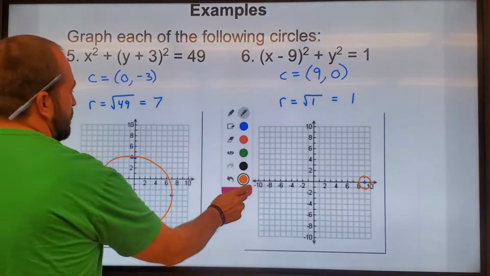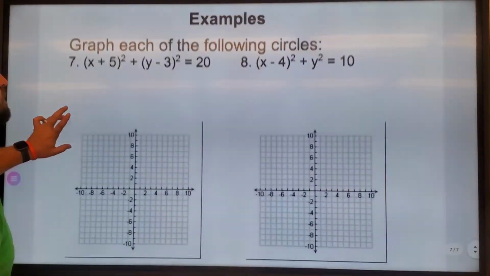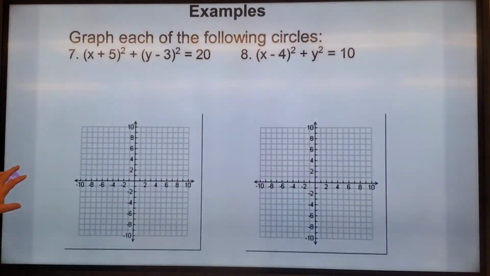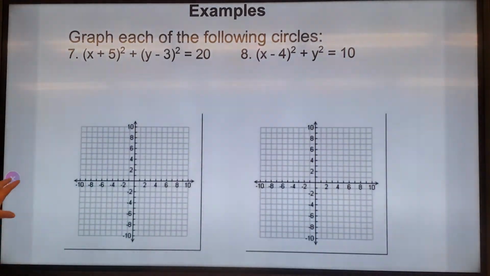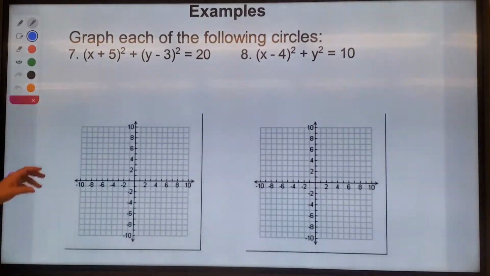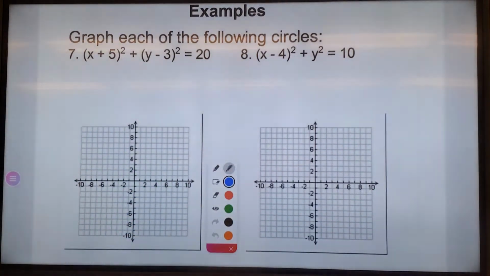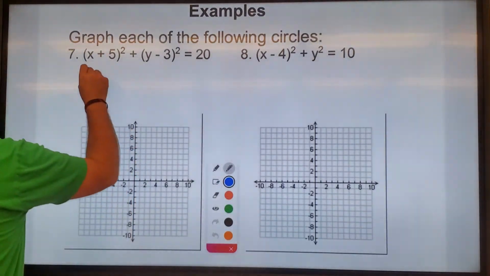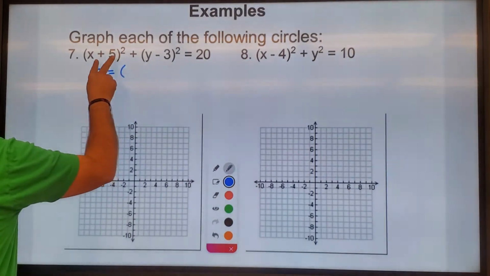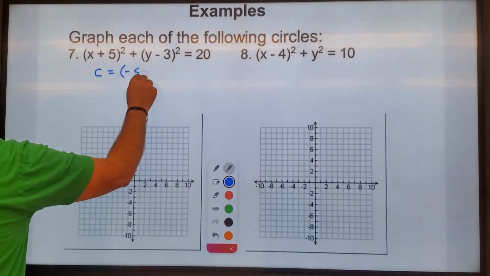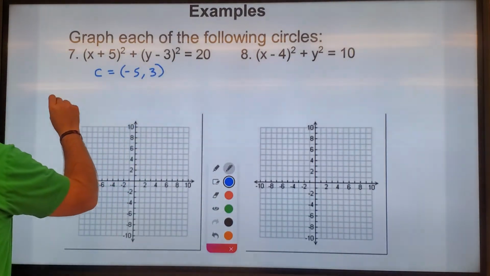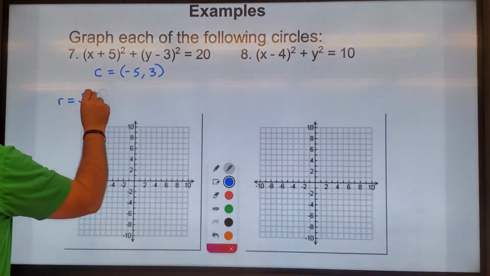Number 7. Possibly. There we go. Number 7. Okay, notice that this is as complicated as it's going to get. So on the radius, you'll notice that 20 is not actually a perfect square. Okay, so that leads into a complication. So number 7, the center stays the same. Opposite and opposite, so -5, comma, +3. But the radius here again is square root of 20.